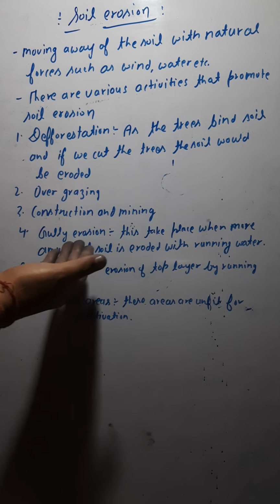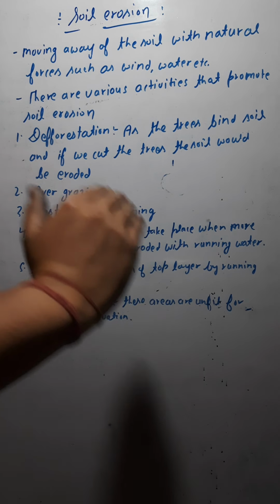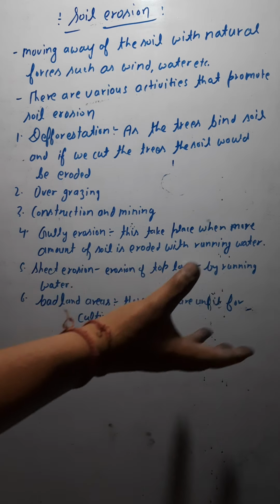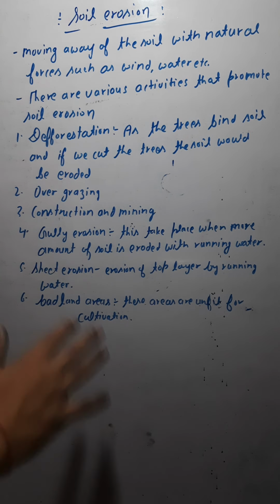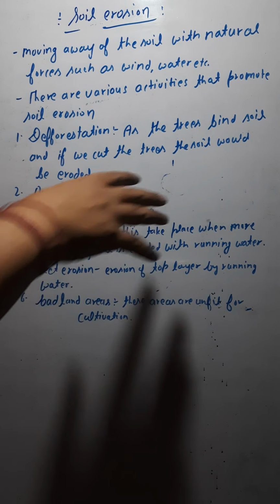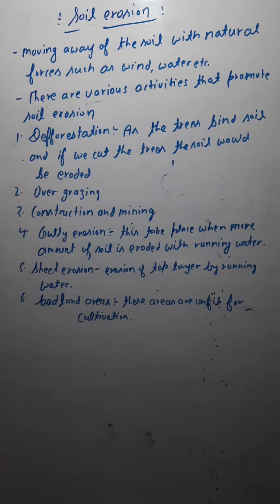Next is gully erosion. Gully erosion means washing away of a large amount of soil with running water. Suppose the water is running, and if a large amount of soil is running away from here, this erosion of the soil is known as gully erosion. This is a type of soil erosion. So we have basically two types of soil erosion here. The first one is gully erosion, the second one is sheet erosion.